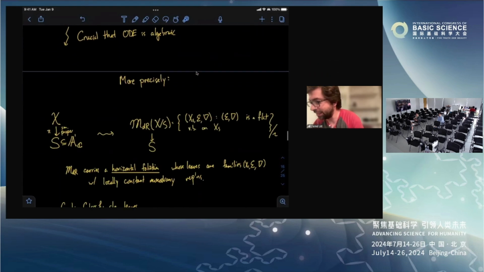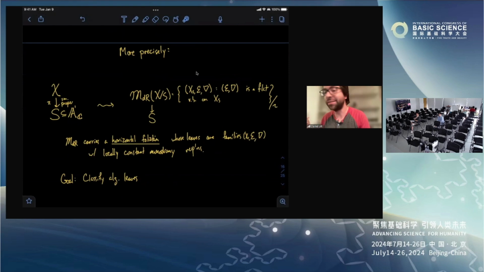So let me just briefly be a bit more precise about what this ODE looks like. Here we have some smooth proper morphism. To it, we associate what's called the de Rham moduli stack, M_dR of X over S, which lives over S. And loosely speaking, its points are flat bundles on the fibers of pi. So a C point of this, at least, is a fiber.